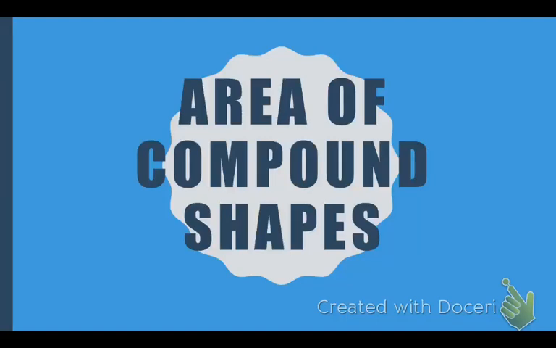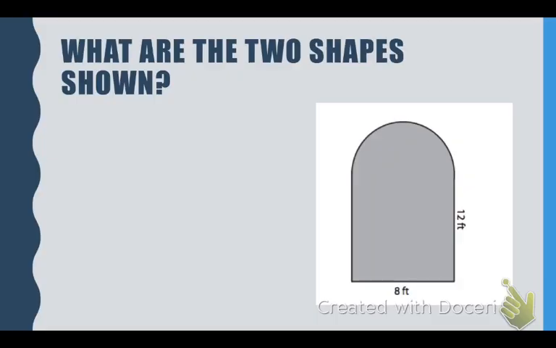In this video, we're going to find the area of compound shapes. What that means is we're going to look at shapes that have two or more shapes combined together, and we're going to find the area of them and add them together. So first thing we need to do is decide what shapes we see. So here I see two shapes. I see a rectangle and I see half a circle.